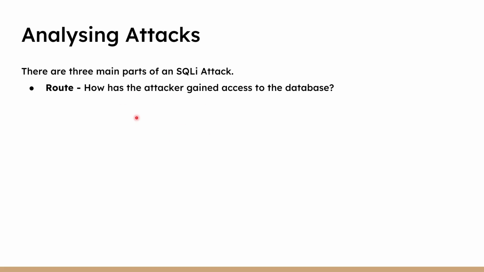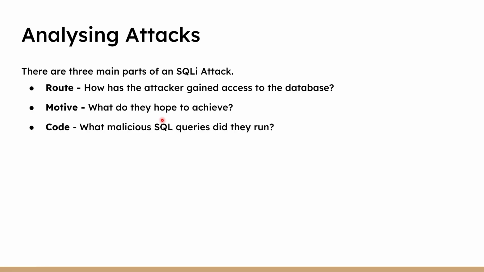There are three main parts. So there's the root, which is how did they actually gain access to the database? What part of the website is vulnerable? Motive: what do they hope to achieve? Why are they accessing your database? Code: what is the code they actually ran to hurt your database, if that makes sense.